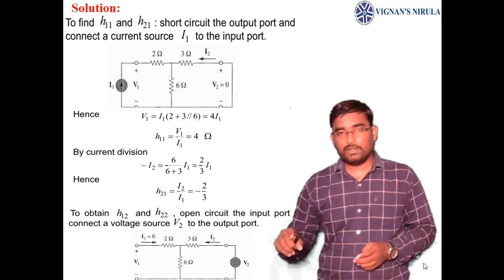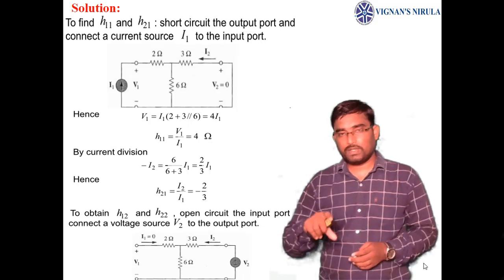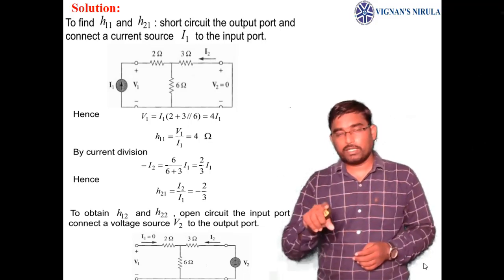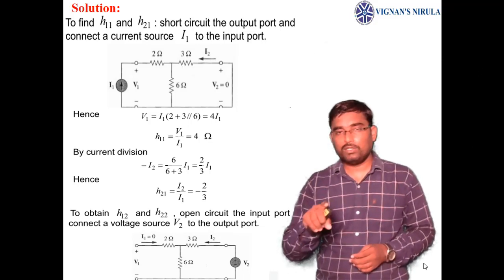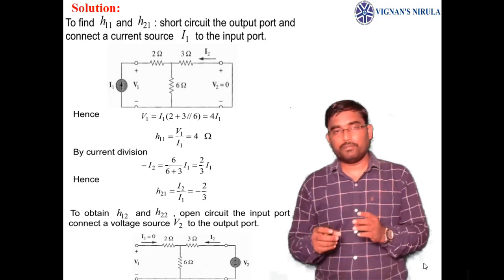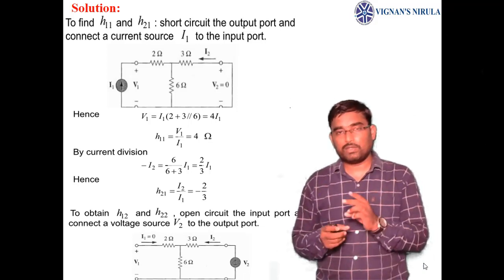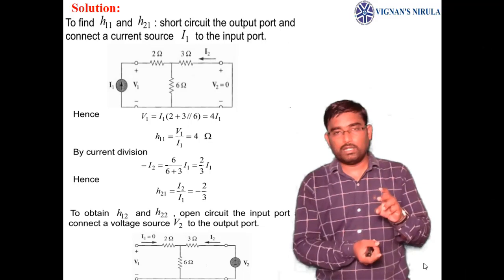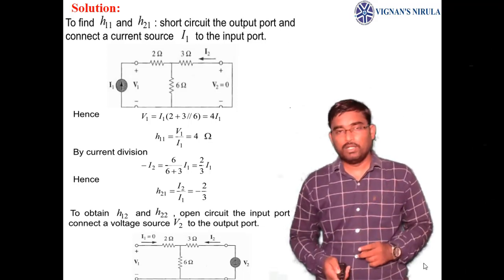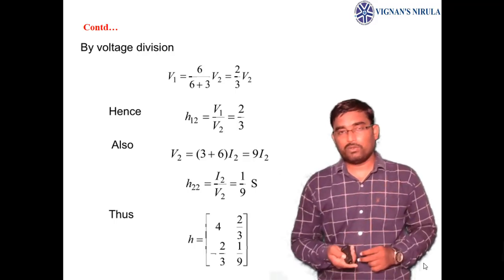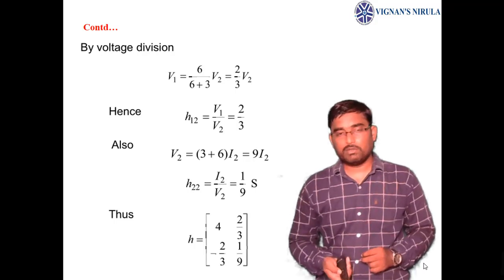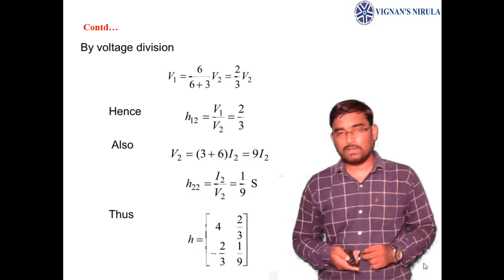Now V2 is connected across the 3 ohms and 6 ohms. By applying the voltage division rule, I can write the voltage across 6 ohms as V2 into 6 by 6 plus 3. This is nothing but the voltage V1 in the circuit. See the circuit, V1 is directly the voltage across 6 ohms. So V1 equals V2 into 6 by 6 plus 3. From this we can write H12 as V1 by V2 equals 2 by 3, which is dimensionless.